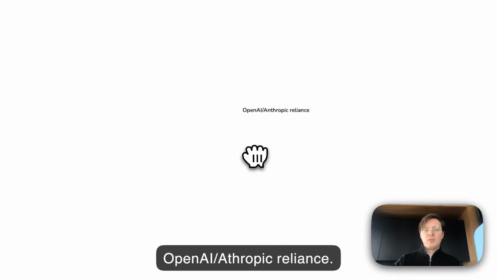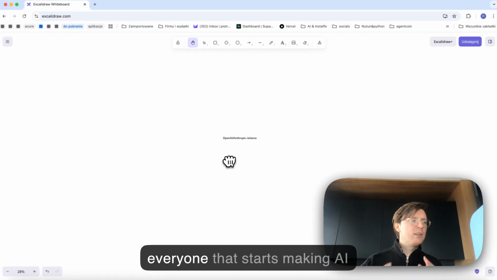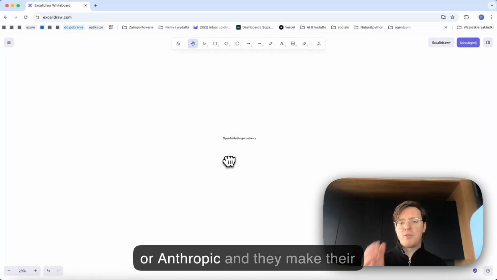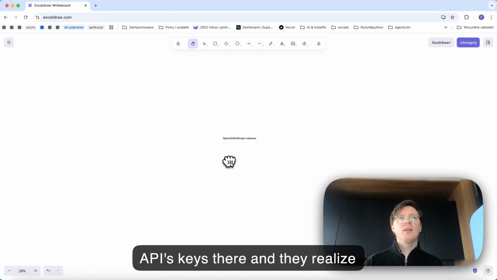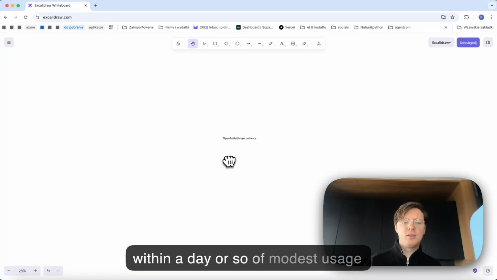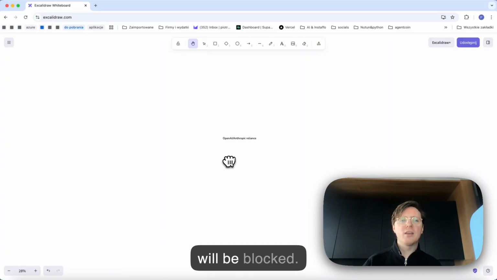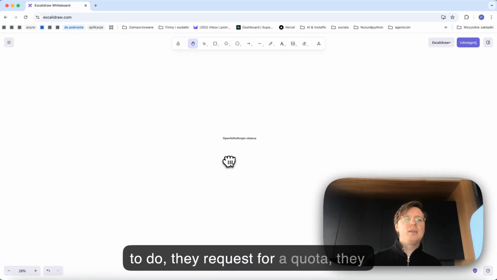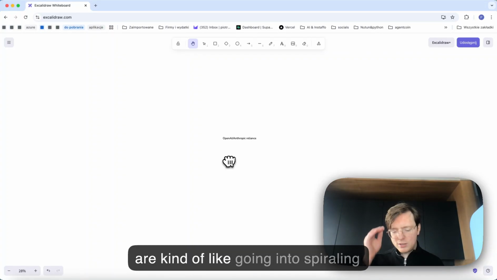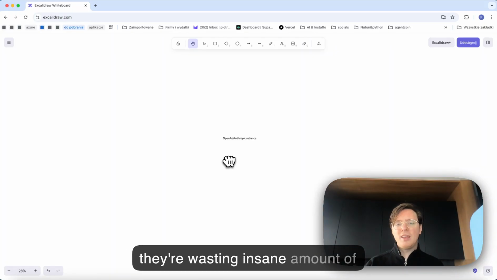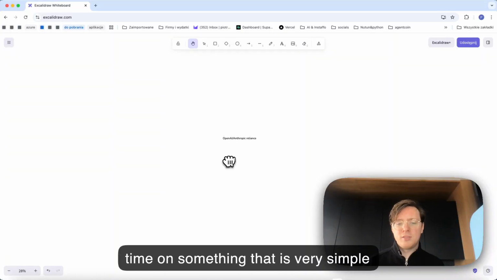What I mean by that is typically, everyone that starts making AI agents goes with either OpenAI or Anthropic, and they make their API keys there, and they realize that the rate limiting is so bad that within a day or so of modest usage they'll be blocked, right? So they panic, they don't know what to do. They request quota. They go into spiraling mode in terms of what to do, and they're wasting an insane amount of time on something that is very simple, really.